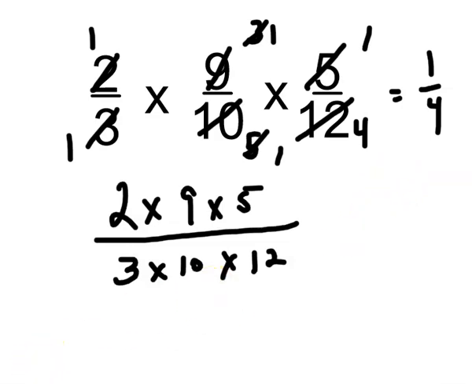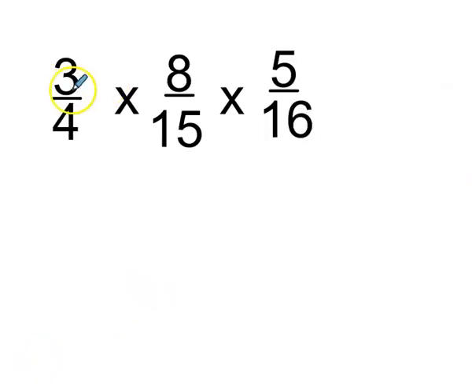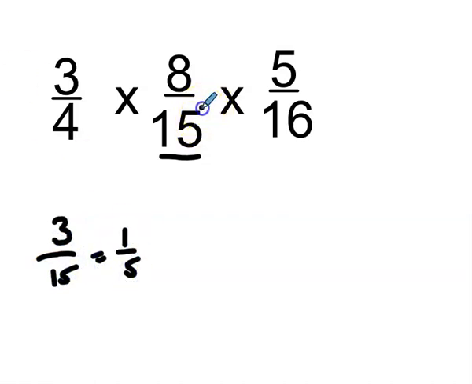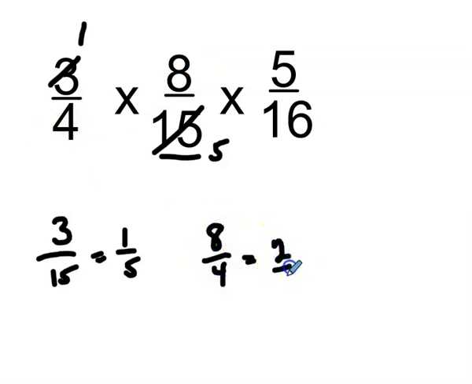So let's try that again. So let's try this one. Again, we're looking at this 15 and this 3. If we were to just look at 3 over 15, we could reduce that to 1 over 5. Well, there's no reason why you can't do that now. All right, and then we have this 8 and this 4. So if we looked at 8 divided by 4, we would get 2 over 1. There's no reason you can't do that now.